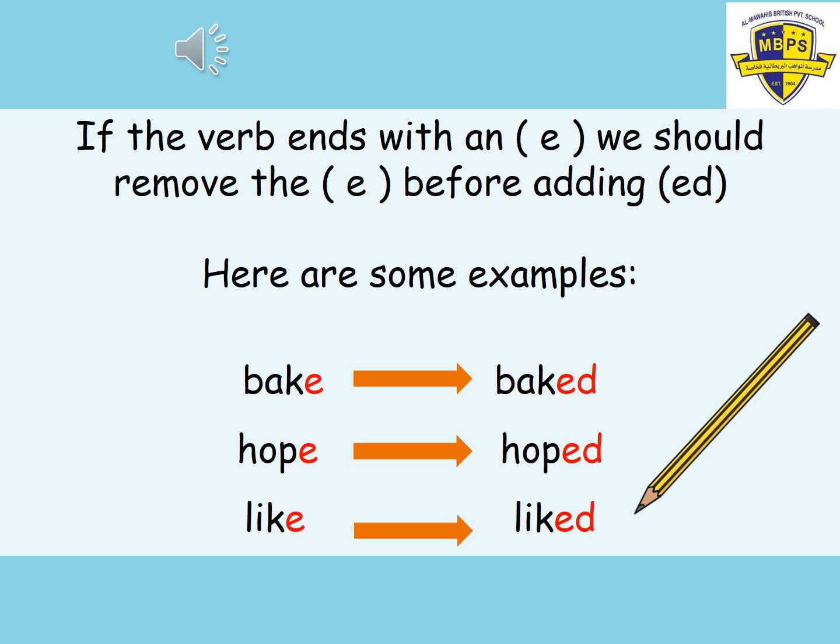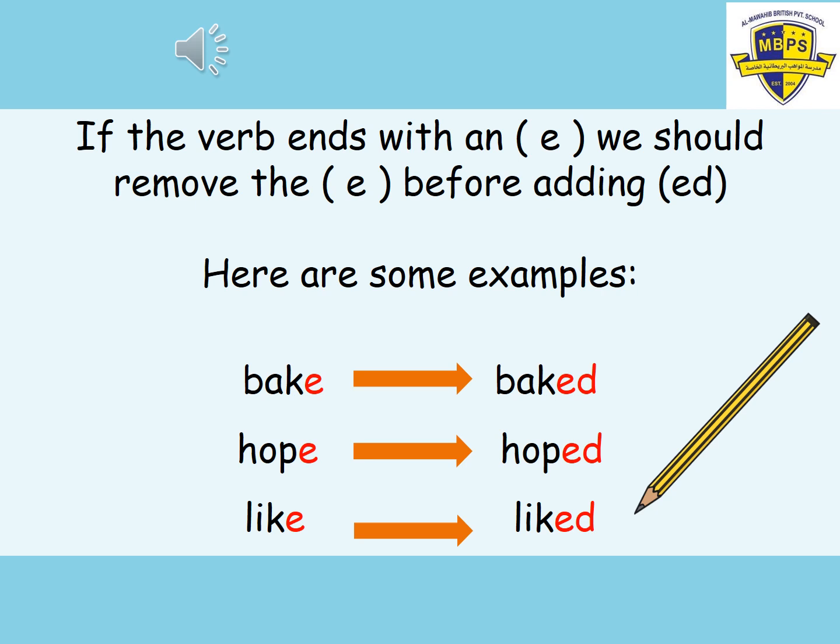But here we have some verbs. They already have e at the end. What are we going to do? If the verb root ends with an e, we should remove this e before adding the ed. Here are some examples. Let's see the first verb.